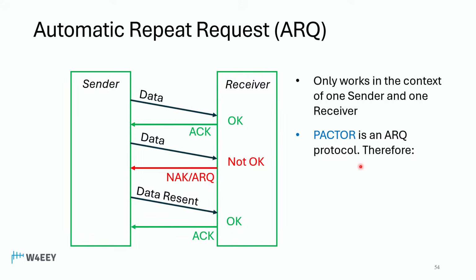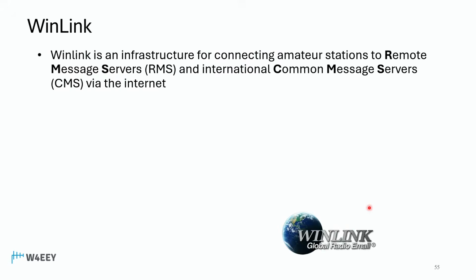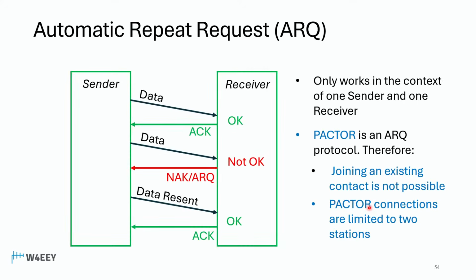Therefore, 2 pool questions coming up here. Joining an existing contact is not possible. Well, why isn't it possible? Because this only works in the context of one sender and one receiver. Therefore, you can't butt into the conversation. Secondly, PACTOR connections are limited to 2 stations, which we talked about here, but this is in the context of the pool questions.